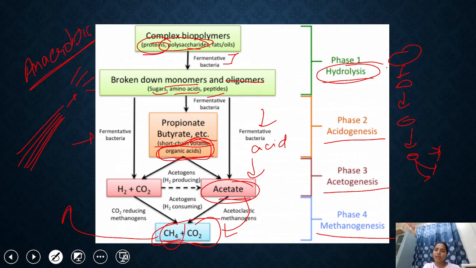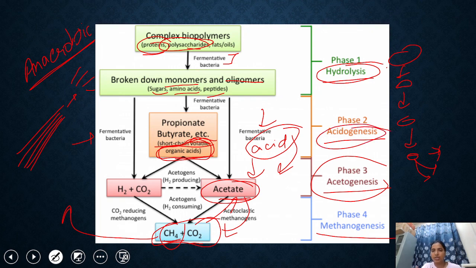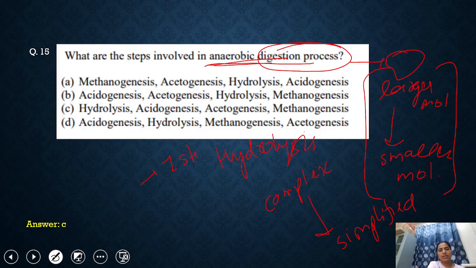Methane is formed from this acetate, so you need an acetogenesis stage. In acetogenesis, some compounds form this acetate from the acid. That's why the acidogenesis step is required, and hydrolysis is required to form smaller components and break down the complex form. Okay, so for this question, the answer is C. First is hydrolysis, second is acidogenesis, third is acetogenesis, and fourth is methanogenesis.